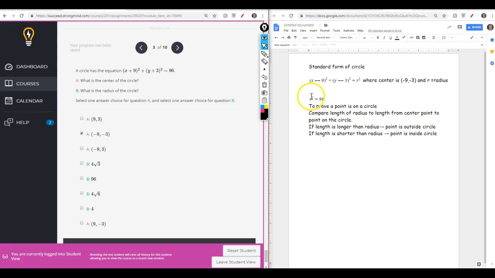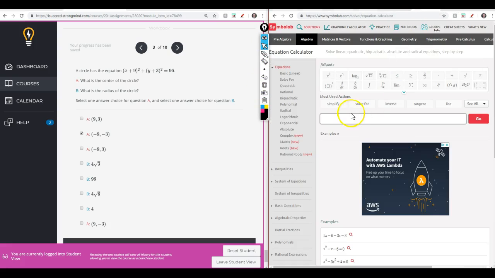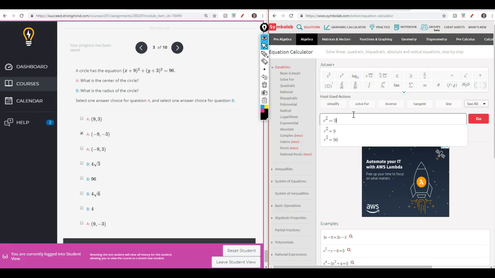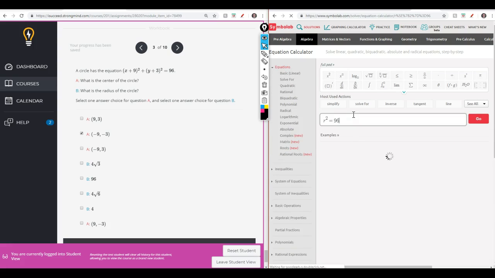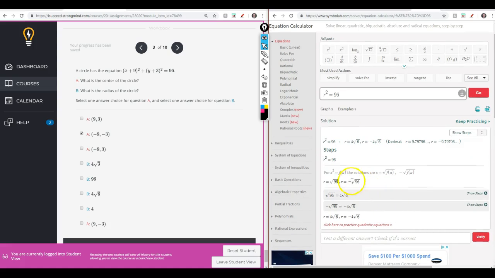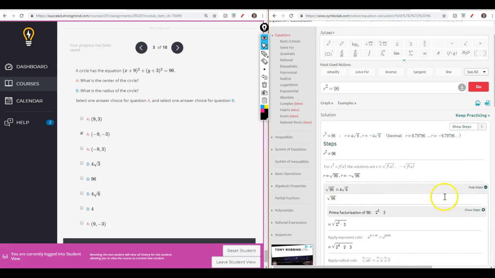And so how do we undo squared? We square root it. Or we could jump over to our symbolic calculator and just say r squared equals 96, and it will simplify this for us. So it's just saying that there are going to be two solutions. One's going to be a positive number and one's going to be a negative number. So the square root of 96 equals 4 square roots of 6. This shows us the steps.